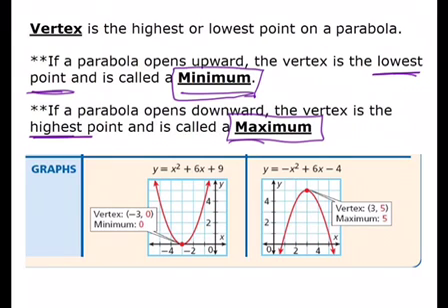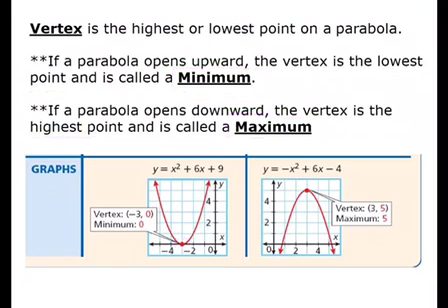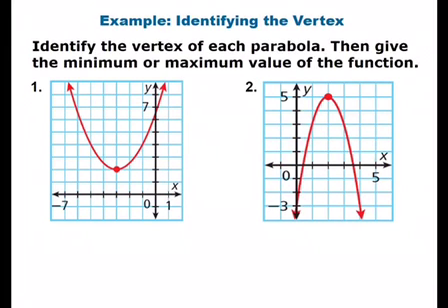Another way to think of this is minimums are kind of like valleys, where maximums are kind of like the top of a hill. So we've got valleys, we've got mountains or hills, and that's a nice way to remember it. We want to identify the vertex of each parabola and then give the max or min value of the function.